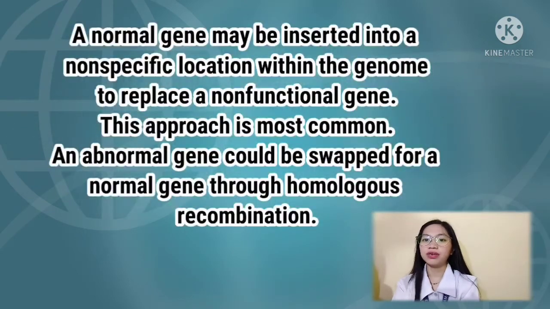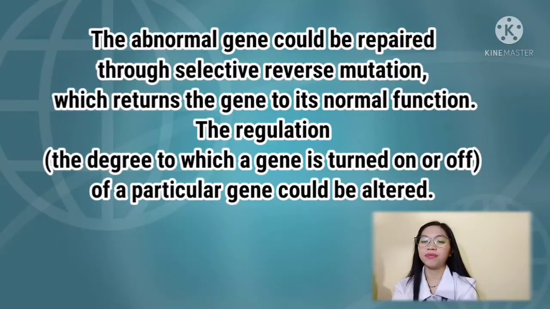A normal gene may be inserted into a non-specific location within the genome to replace a non-functional gene. This approach is most common. An abnormal gene could be swapped for a normal gene through homologous recombination. The abnormal gene can be repaired through selective reverse mutation, which returns the gene to its normal function. The regulation, the degree to which a particular gene is turned on or off, could be altered.